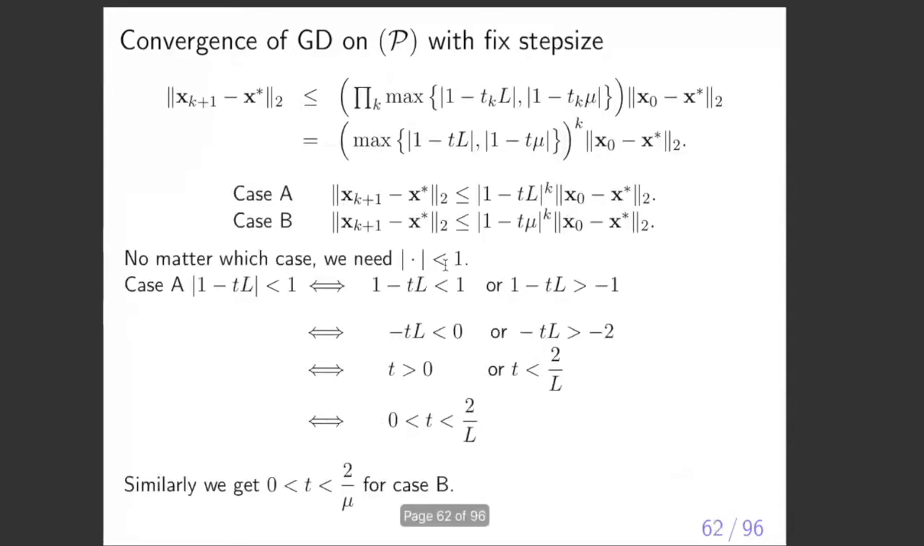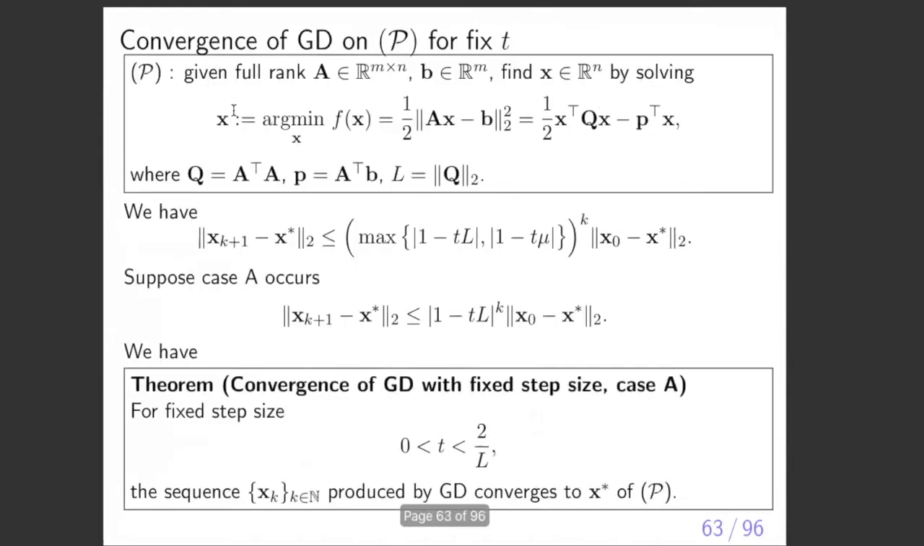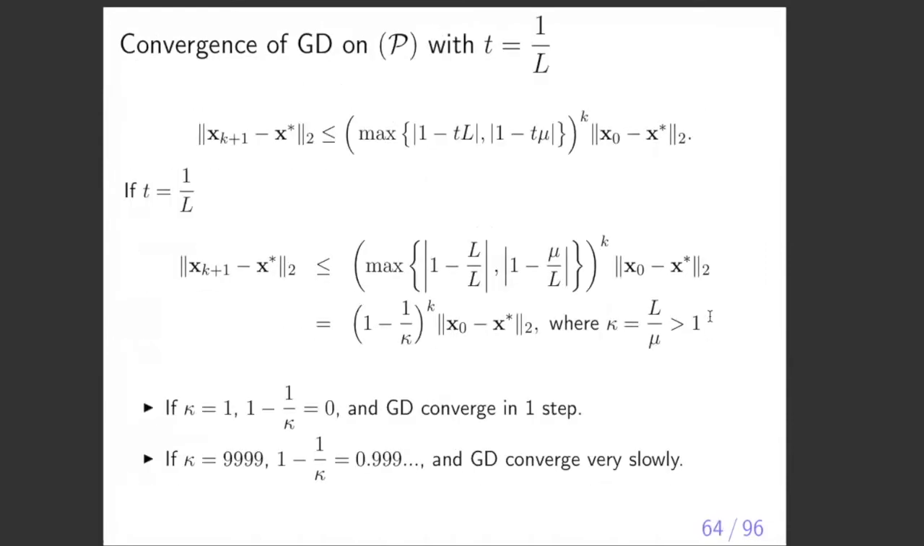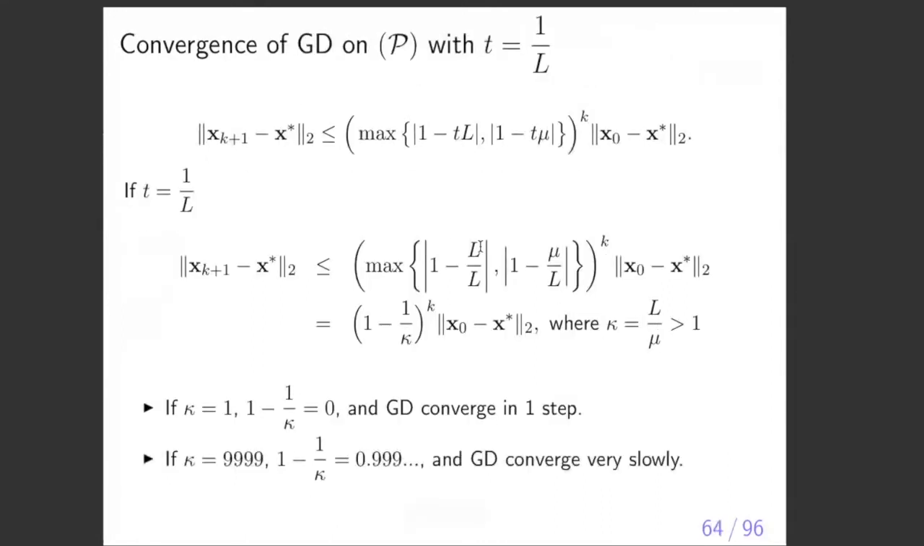We call L the largest eigenvalue of Q, and mu the smallest. Of course, the largest eigenvalue will always be larger than the smallest eigenvalue, unless they are all 1, then kappa is always larger than 1. If they are all 1, it basically means Q is the identity matrix. In this case, the objective function reduces to the circular case. This is 1, so this is 0, and this is 1. Then 1 minus 1 is 0, so you go to the solution in 1 step. So gradient descent converges in 1 step.